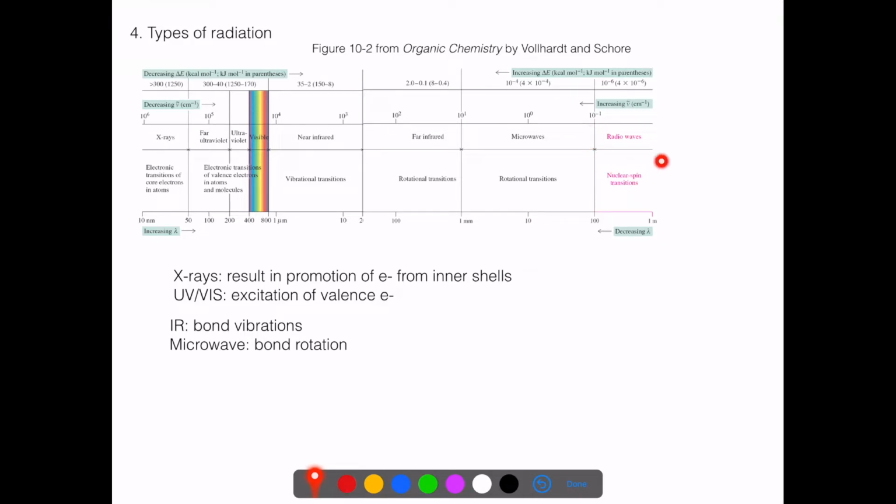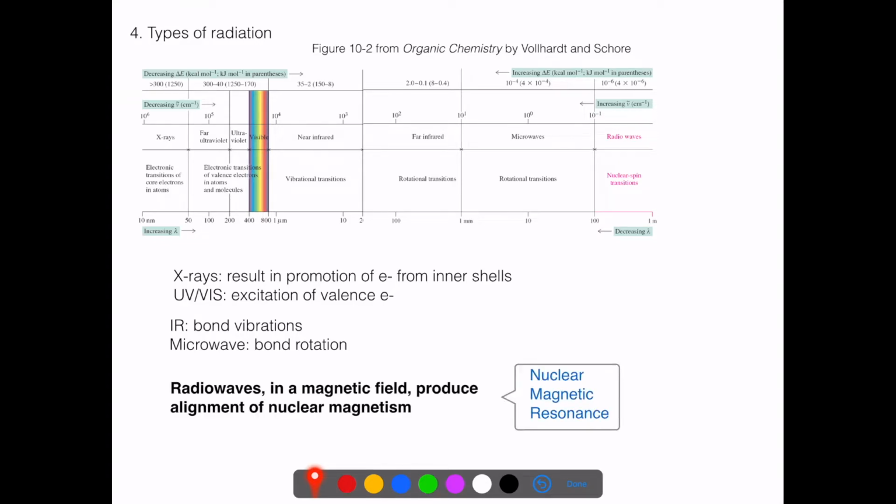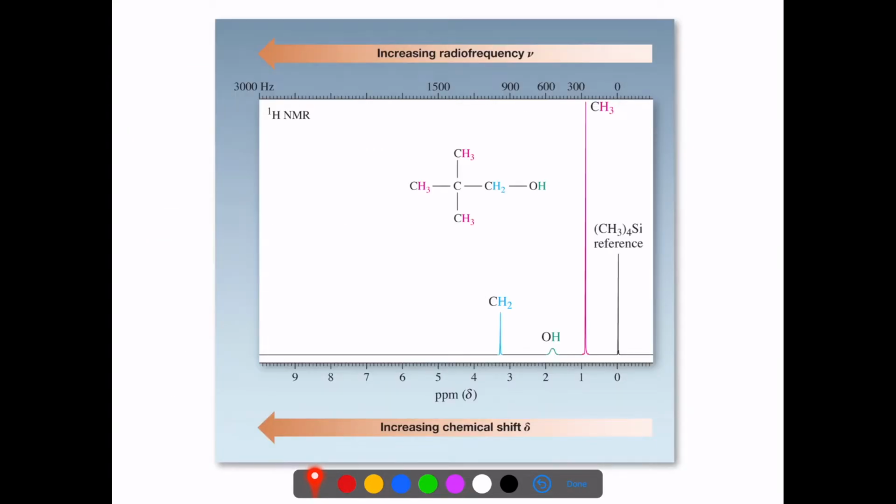And that brings us to radio waves over here. That's where NMR comes in: radio waves in a magnetic field can produce nuclear magnetism, and they can make nuclear spins align. Back to our figure from the very first slide, the spectrum of a typical organic molecule and what it might look like. As we go through and learn a little bit more about NMR, we're going to get 4 pieces of information.